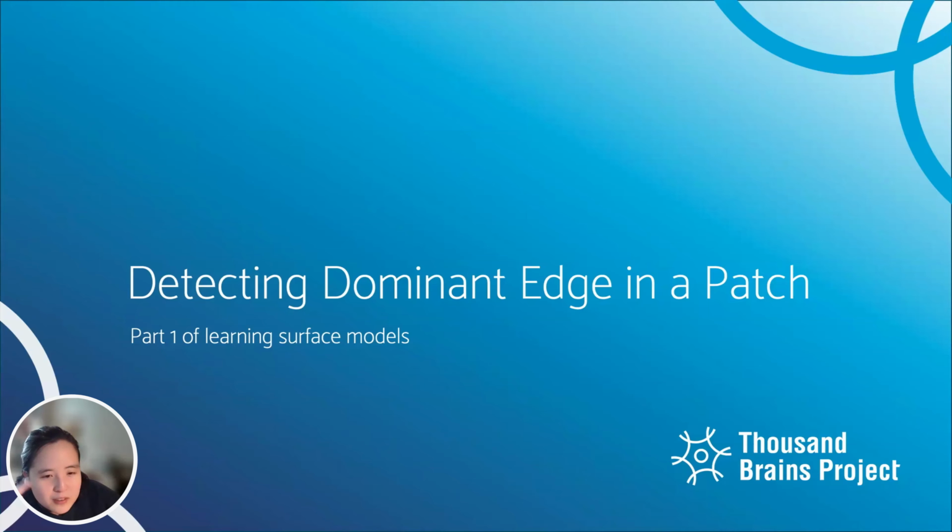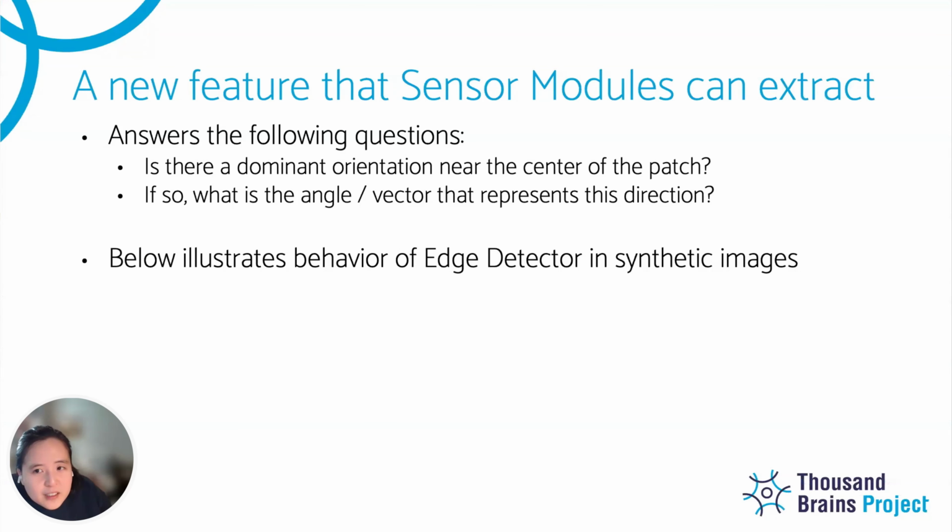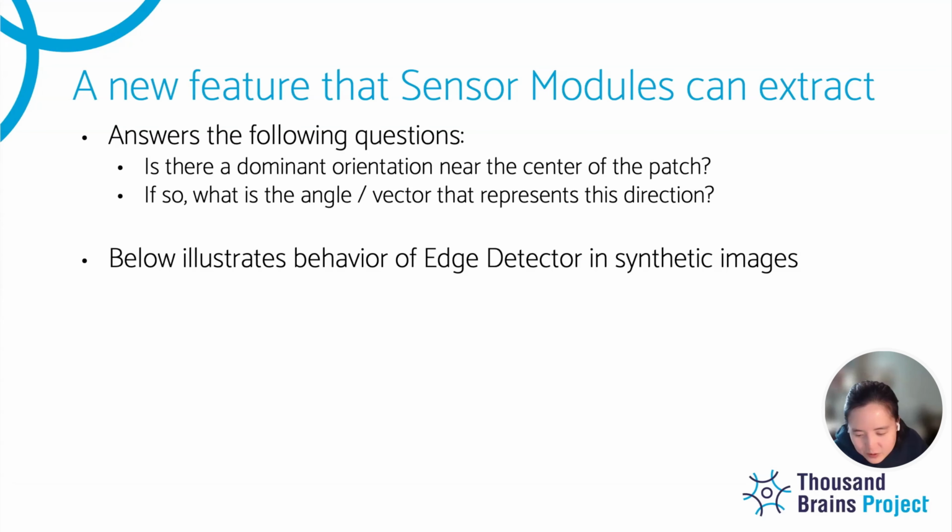So I'm going to talk about detecting the dominant edge in a patch. Again, this is one of many sensor modules already. We could already extract a lot of features. This is just one additional thing that we added. So it answers two questions. One, is there a dominant orientation near the center of a patch? And if yes, what is the angle or vector that represents this direction?